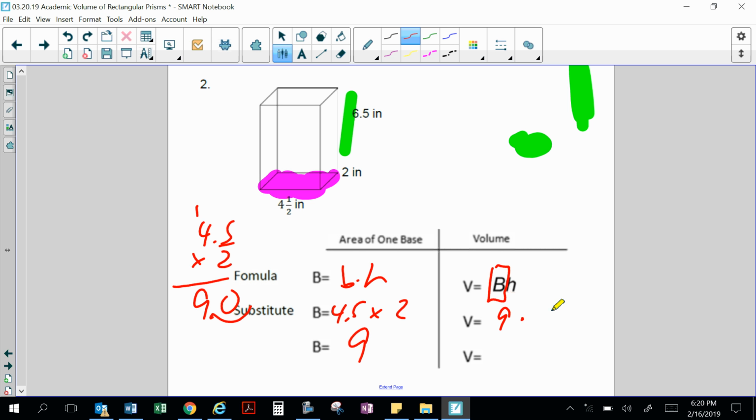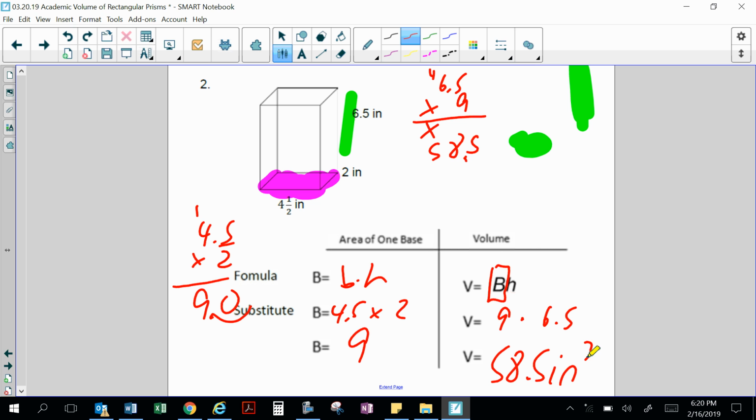Times the height, 6.5. So if you multiply 9 times 6.5, what do you get? 9 times 5 is 45, carry the 4. 9 times 6 is 54, plus 4 is 58. Move the decimal 1 over. So the volume is 58.5 cubic inches. And that is how you find volume. You multiply the big B times the height.